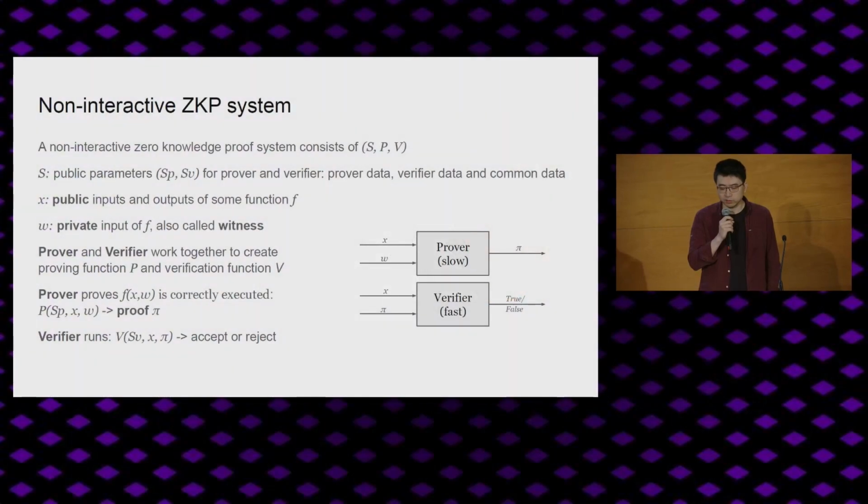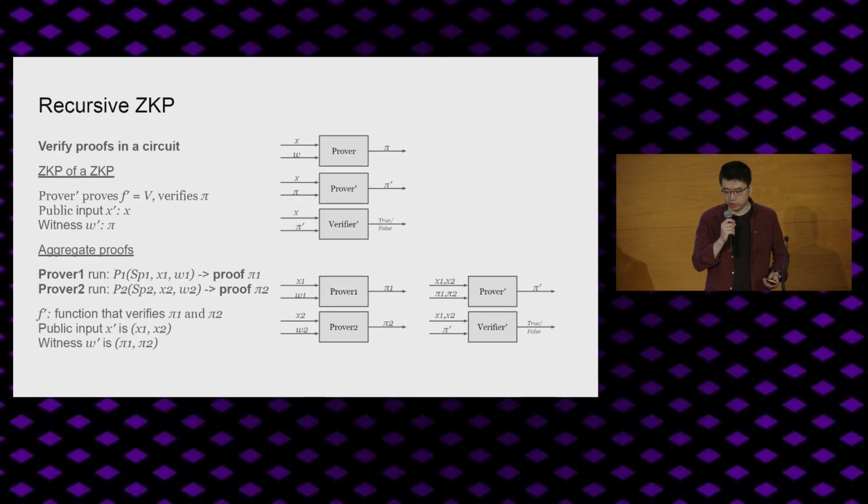We are going to solve this problem using recursive ZK, but let's see some definitions. So this is a typical non-interactive ZK proof system. The prover takes public input X and witness, or private input, W, and produces the proof pi. The verifier takes public input X and the proof to output true or false.